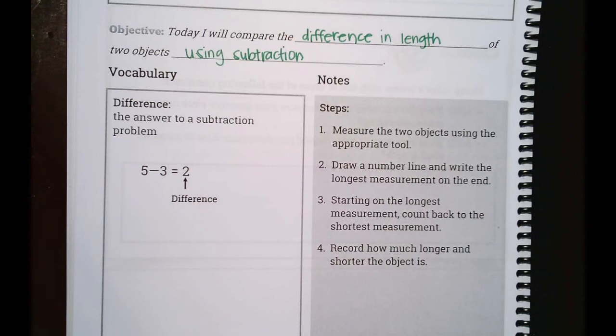Okay, step 2, draw a number line and write the longest measurement on the end. Then starting on the longest measurement, count back to the shortest measurement. And step 4 is how much longer and shorter the object is. So remember yesterday, I made the mistake of writing in the butterfly or the dragonfly, and I didn't realize that there was a difference in the sentence. So we need to be reading the sentence before you actually record on the lines. All right, let's get going.